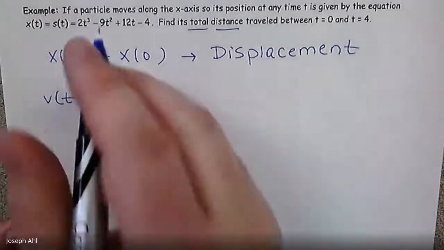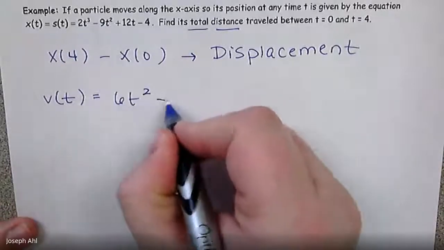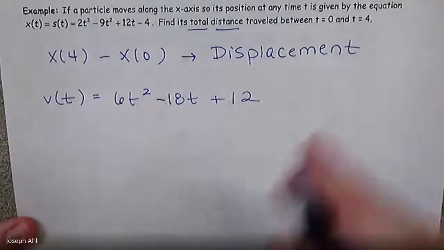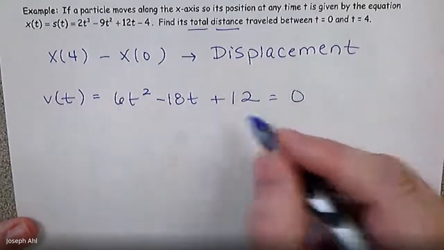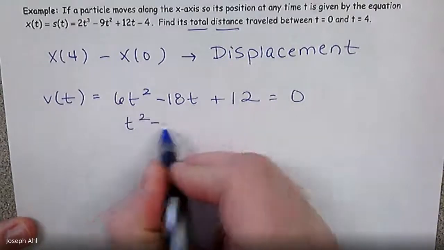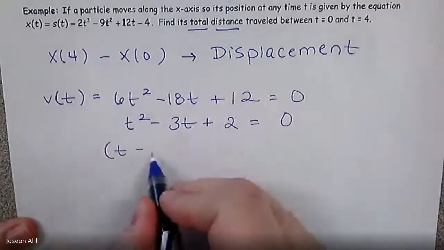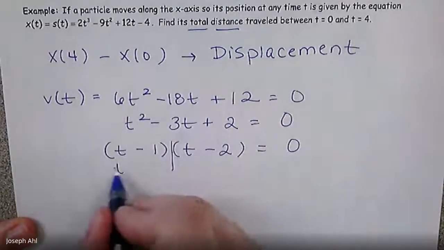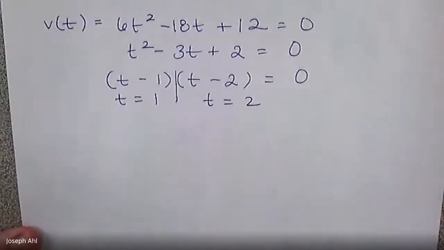So to find v of t, we can quickly apply the power rule here. It's going to be 6t squared minus 18t plus 12. If we go ahead and set that equal to 0, we can divide out the 6 to make it t squared minus 3t plus 2 equals 0. So we get t minus 1 and t minus 2. So the velocity is 0 at t equals 1 and t equals 2.